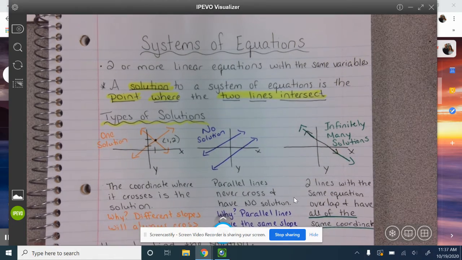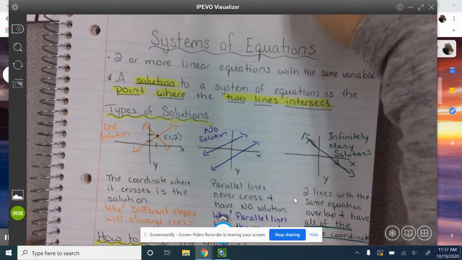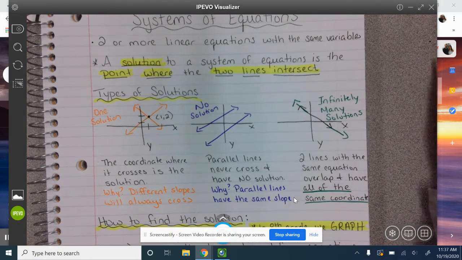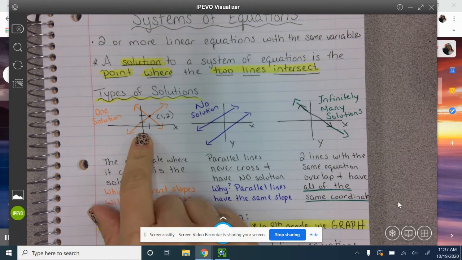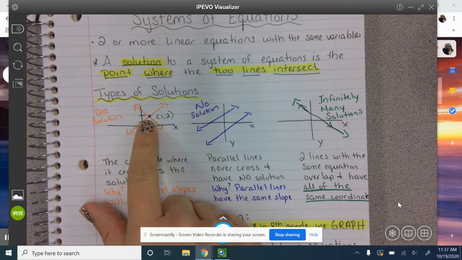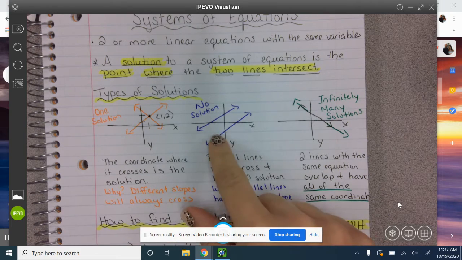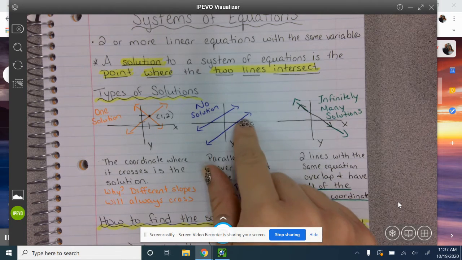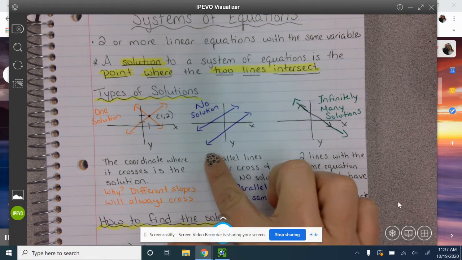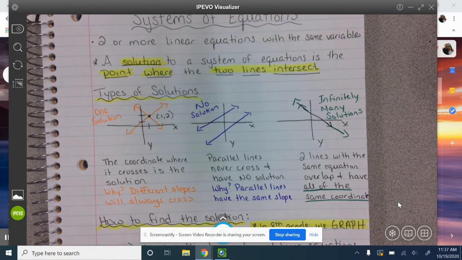Now, before I go through how to actually solve these problems and do an example with you, I want to talk about the different types of solutions that you can have. You're going to have options that have one solution, which means they only cross in one exact point. So, the different slopes are always going to have a point where they cross. You're going to have systems of equations that have no solution because of parallel lines. Think about train tracks, they never cross, they never touch. So, they will never share a point in common. Parallel lines have the same slope, so they're always going to be going up and over at the same rate.